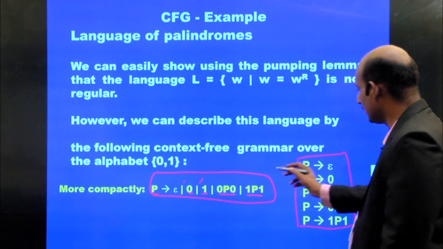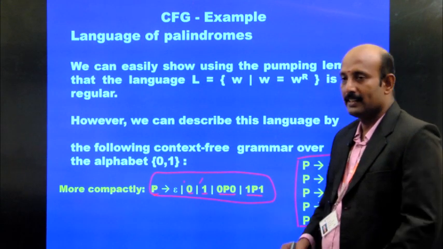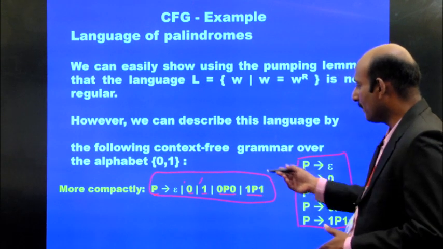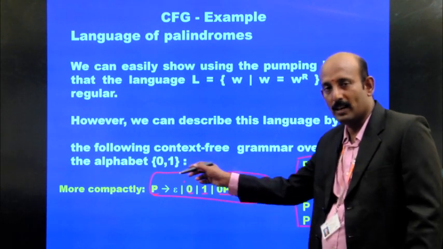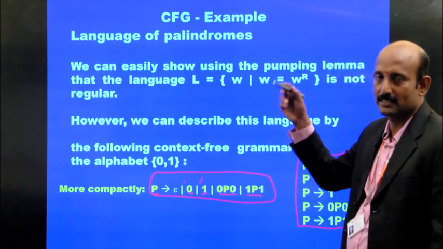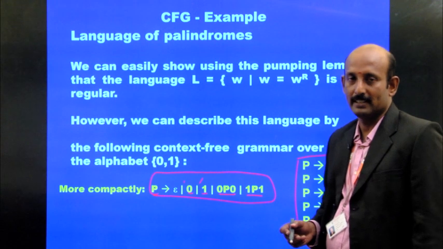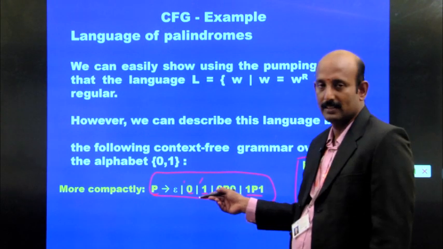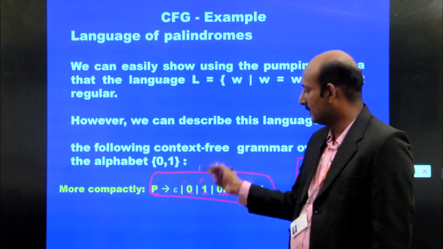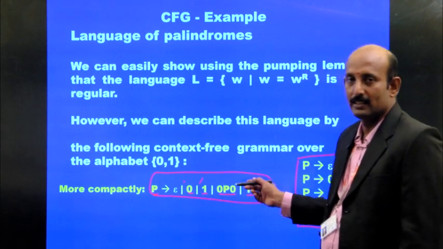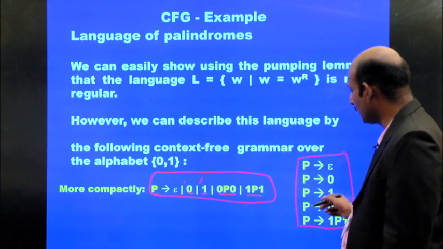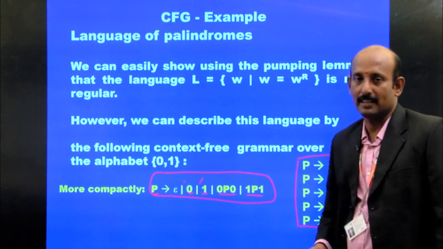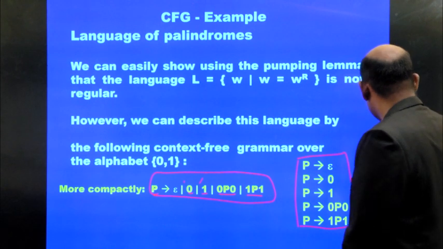Both are the same, but we can write it in a compact form. We can take it in one line. We can write by using this slash, that is the OR operator, that is alternative productions. P has many productions, so we can write either this form or that form. Both have the same meaning for every grammar like that.